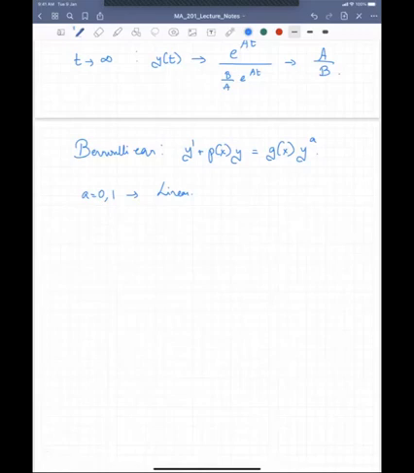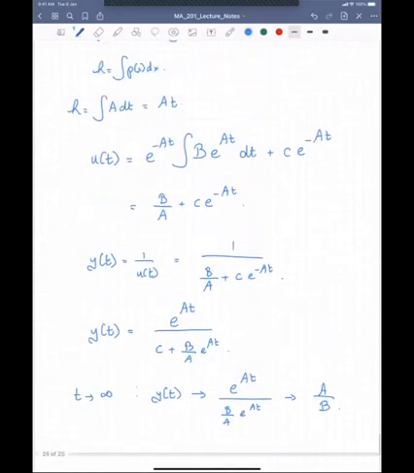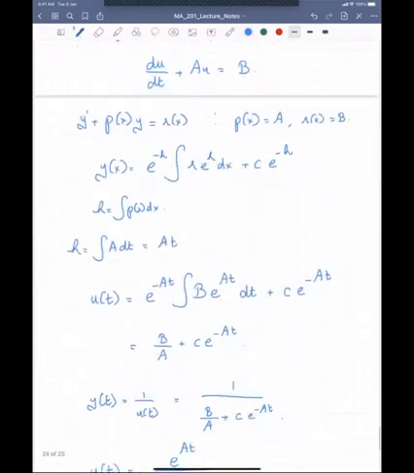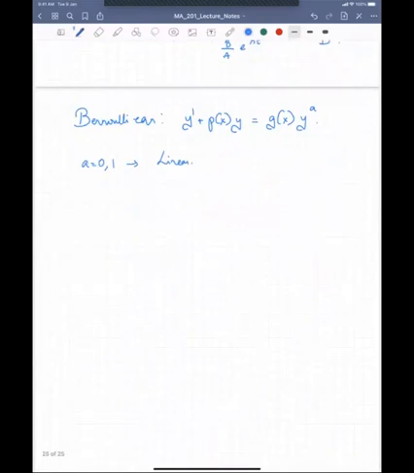For some other value of a, this equation doesn't look very linear written in this particular form, but it turns out that you can actually make it into a linear form by the following transformation. So the population dynamics example was one example of this particular transformation. The general transformation is you write u of x as y of x to the power 1 minus a.